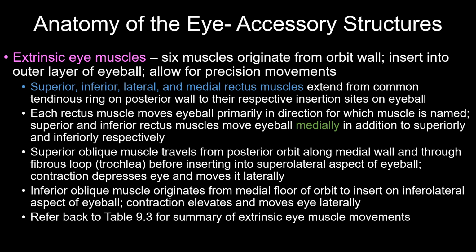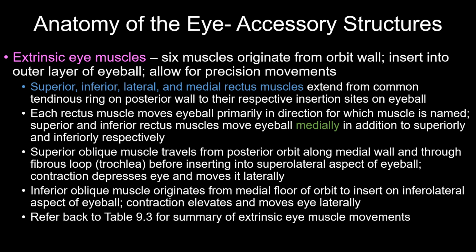Then you have the inferior oblique. This is going to sweep from the medial floor of the orbit to insert on the inferolateral part of the eyeball. And this inferior oblique elevates the eye and moves it laterally. There's a figure that we're going to show here in just a little bit that'll maybe clear all this up for you.